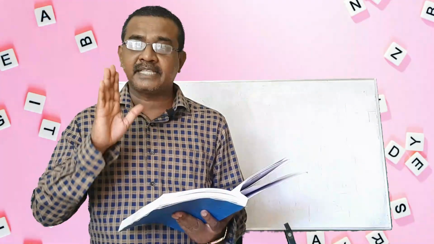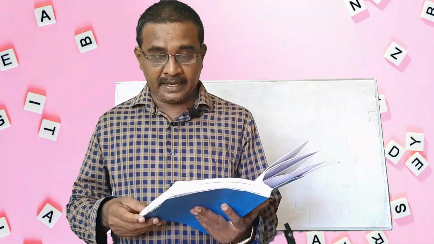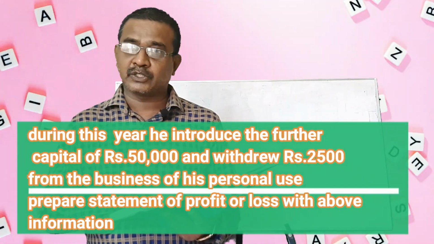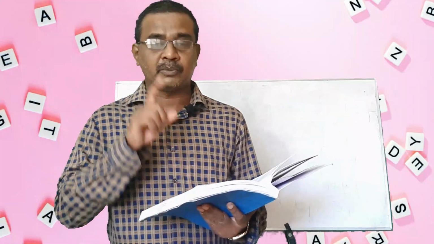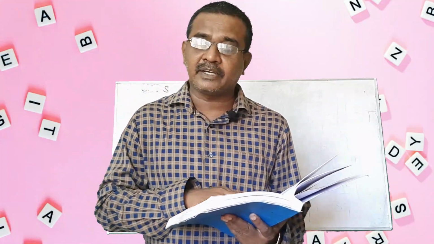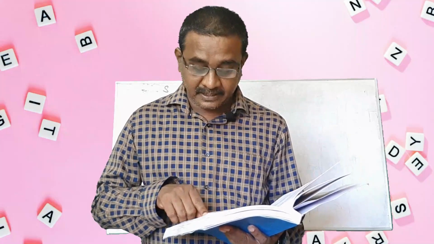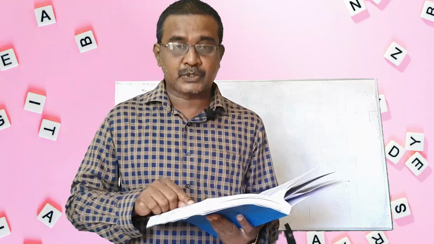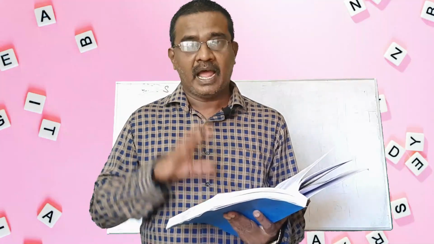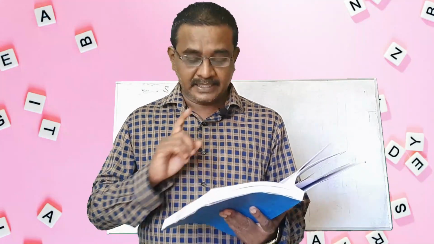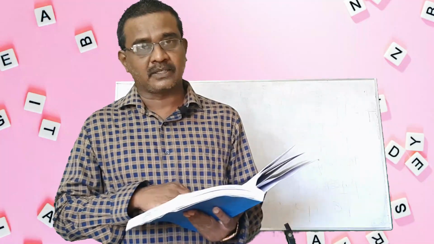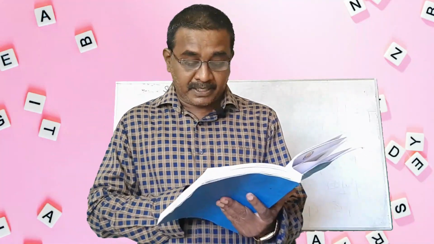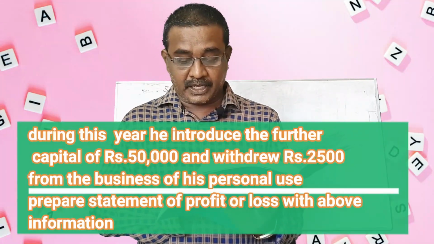It means it is the additional capital, and withdrew 2,500 per month. I have already told you, if drawings is given, you must be aware whether it is monthly drawings or yearly drawings. Here it is given monthly drawing. So you have to multiply this 2,500 by 12 and arrive at annual drawing. That will come to 30,000. So drawings will be 30,000. Prepare statement of profit or loss with the above information.